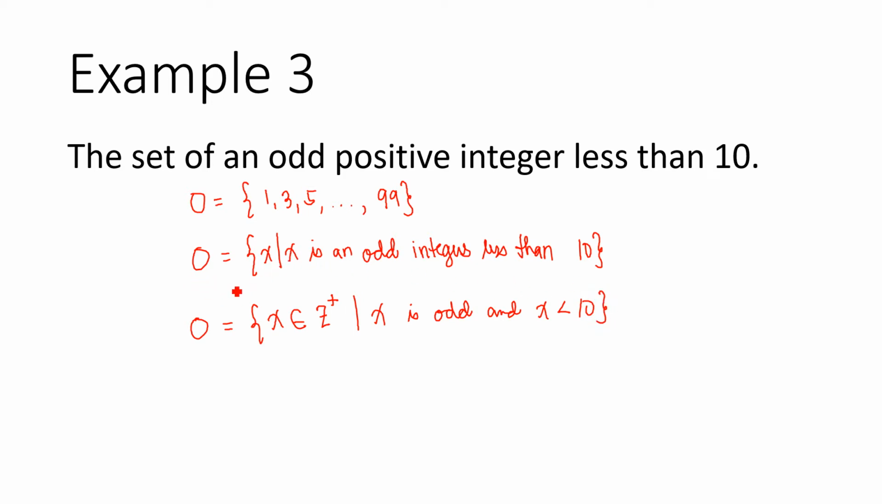The upper one can be read as a set of x such that x is an odd integer less than 10. And then here, you could have the set of x element of positive integers such that x is odd and x is less than 10. So these two ways are the same. They mean the same thing.